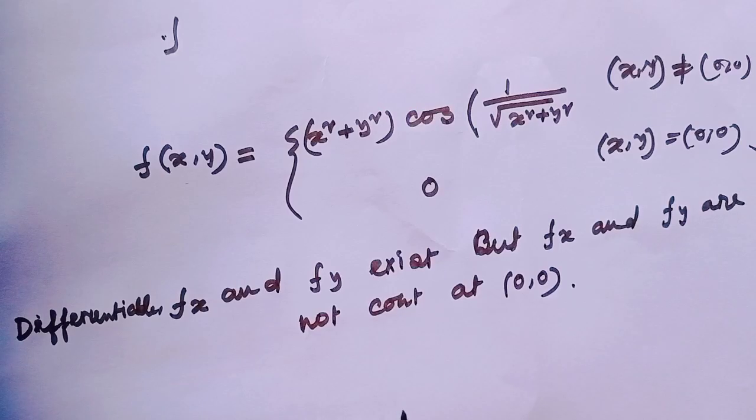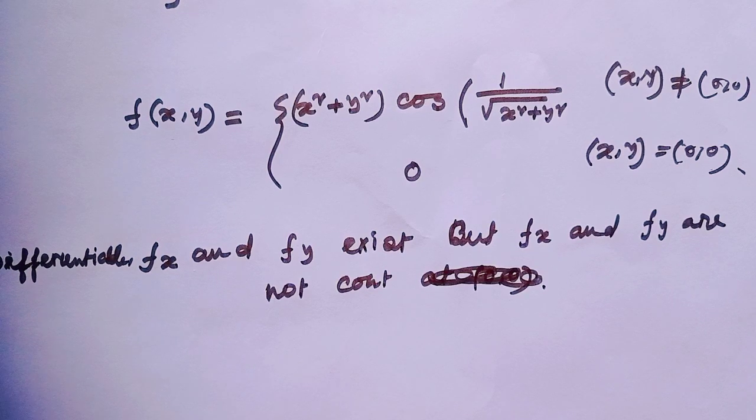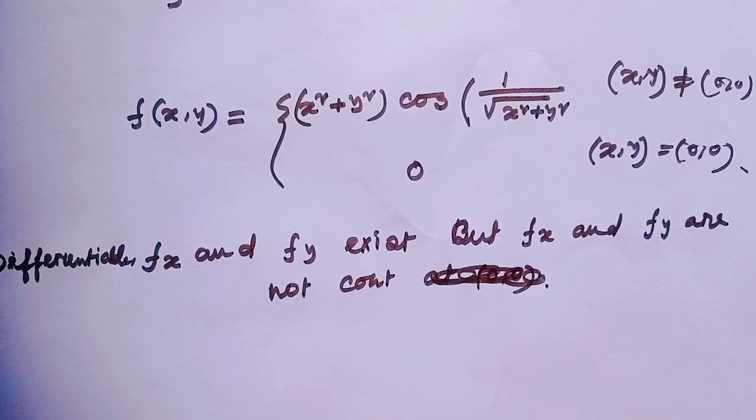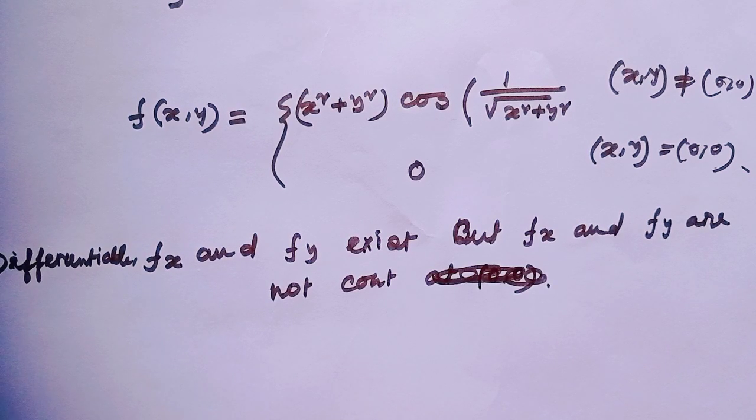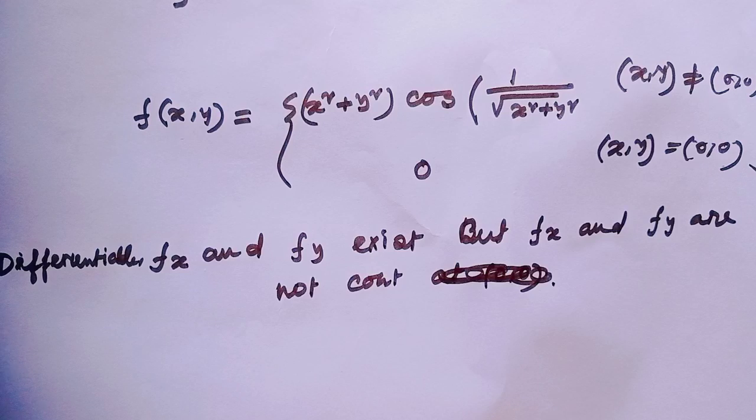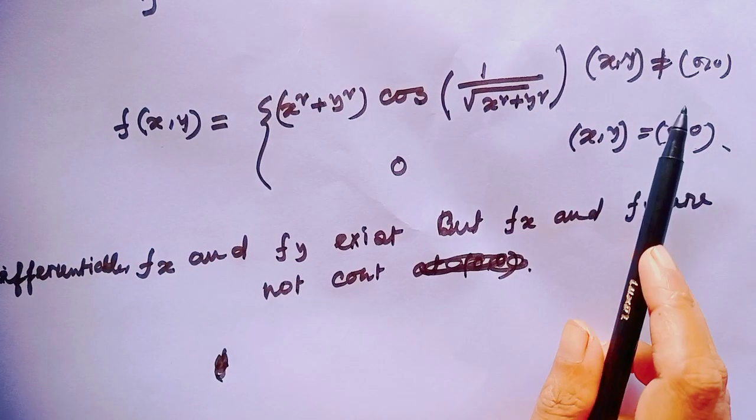Okay, now I will give you one example which will violate the first condition of differentiability. At the start of our lecture, I told you if all partial derivatives exist and all partial derivatives are continuous, then the function is differentiable. But this is a sufficient condition, this is right, but this is not necessary. If all partial derivatives exist but the partial derivatives are not continuous at this point, that does not imply the function cannot be differentiable. Here I will check the differentiability at the point (0, 0).